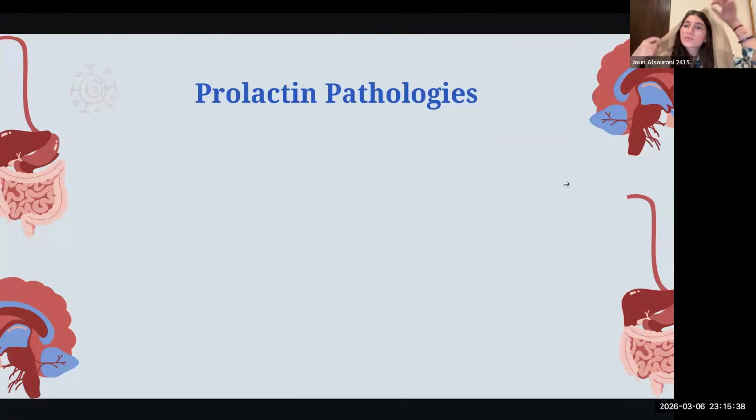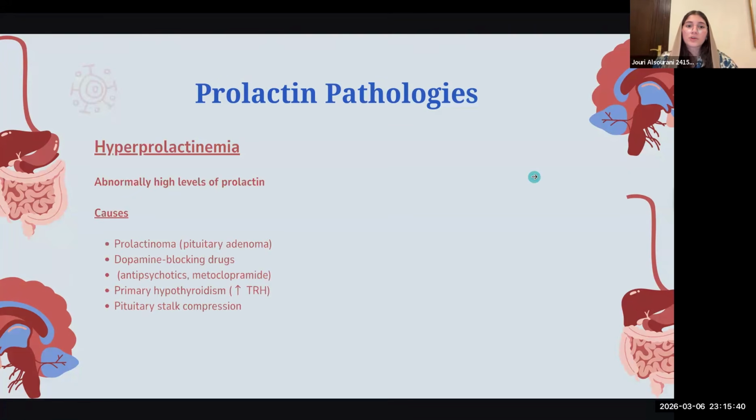The pathology we're going to be discussing with prolactin today is hyperprolactinemia, okay? This is when we have very high levels of prolactin, and this is abnormal, of course. Some causes of this can be a pituitary adenoma, prolactinoma, so it's just an adenoma that's going to be producing so much prolactin. We can have some dopamine blocking drugs, antipsychotics, primary hypothyroidism.